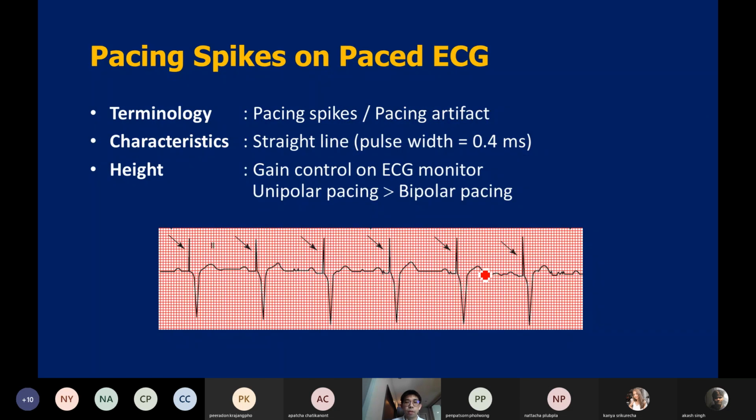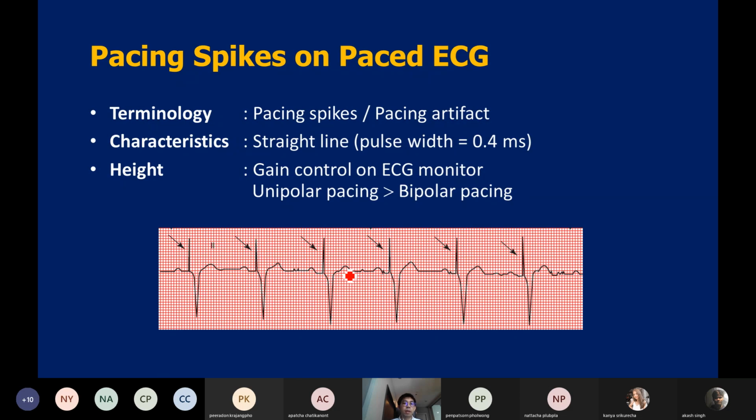Okay, another second terminology you have to know is the pacing spike on paced ECG. The pacing spike, or pacing artifact, is a straight line that could show you that the patient's rhythm now is from the pacing.